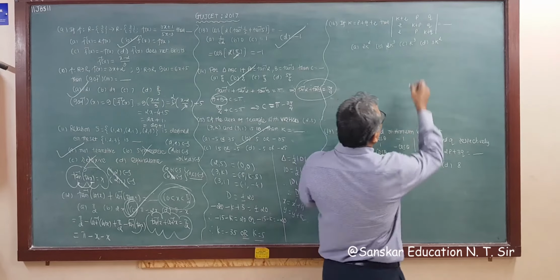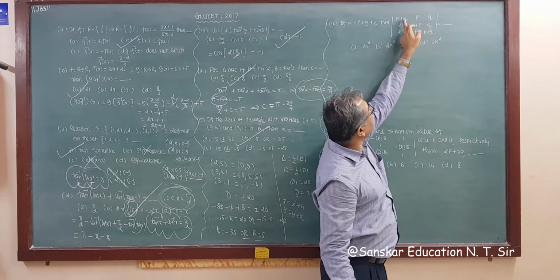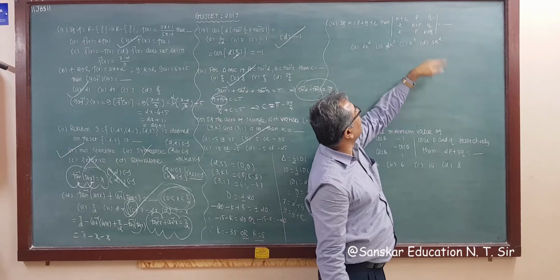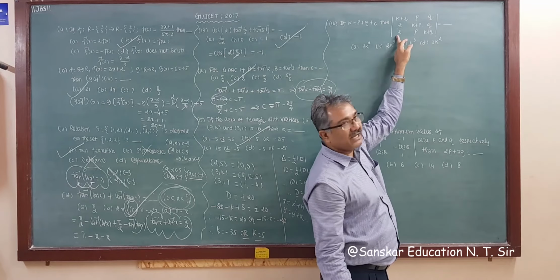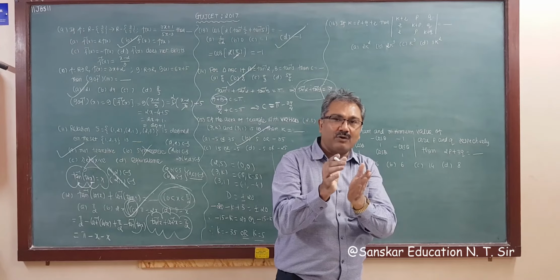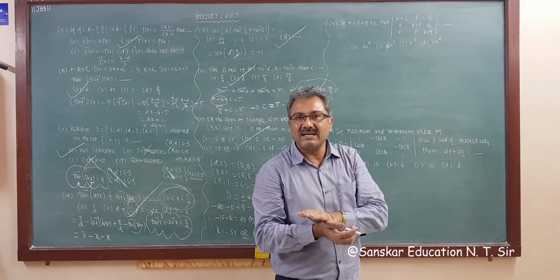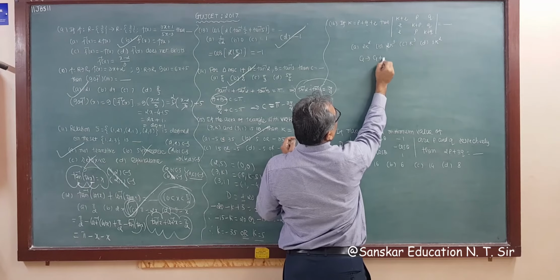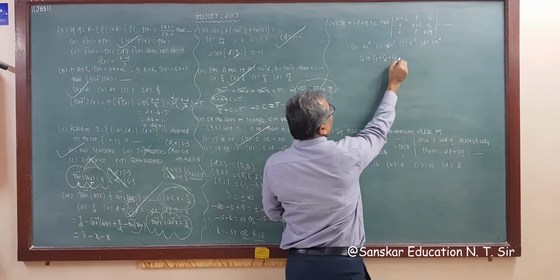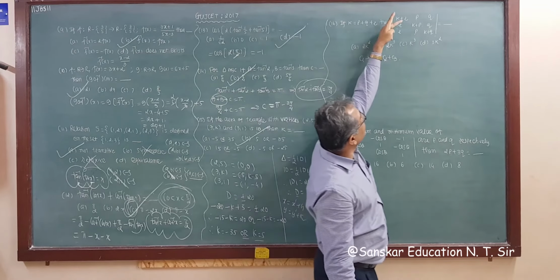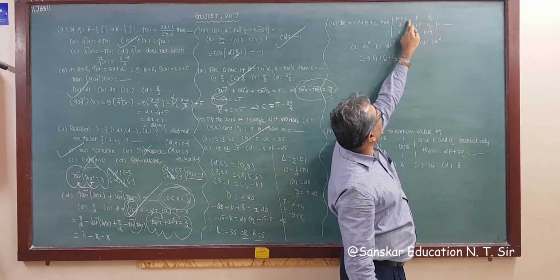So see, if we add all columns, this is p q r, this is p q r, this is p q r. So if we collect all columns in one column, then we get p plus q plus r, right? So doing C1 going to C1 plus C2 plus C3. So adding C1 plus C2 plus C3, what do we get? This is P plus Q plus R plus K.